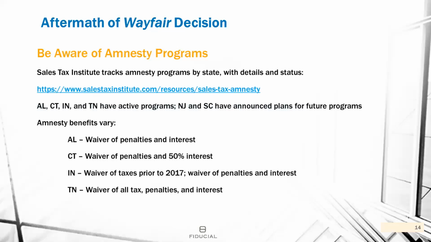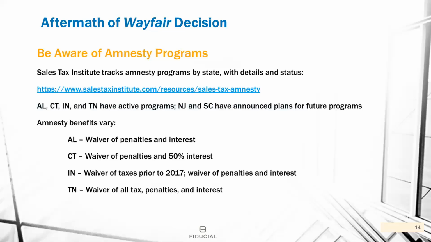Another thing to be aware of is that some states may be offering amnesty programs. And the Sales Tax Institute is an organization that keeps track of this, and I provided a link here on the slide for that as well. There are 4 states that currently have active amnesty programs: Alabama, Connecticut, Indiana, and Tennessee. New Jersey and South Carolina have announced programs or plans for future amnesty programs. And other states have had amnesty programs in the past that have expired or run out. But these are the 4 states that have them currently. And as you can see, they offer different terms and different benefits.